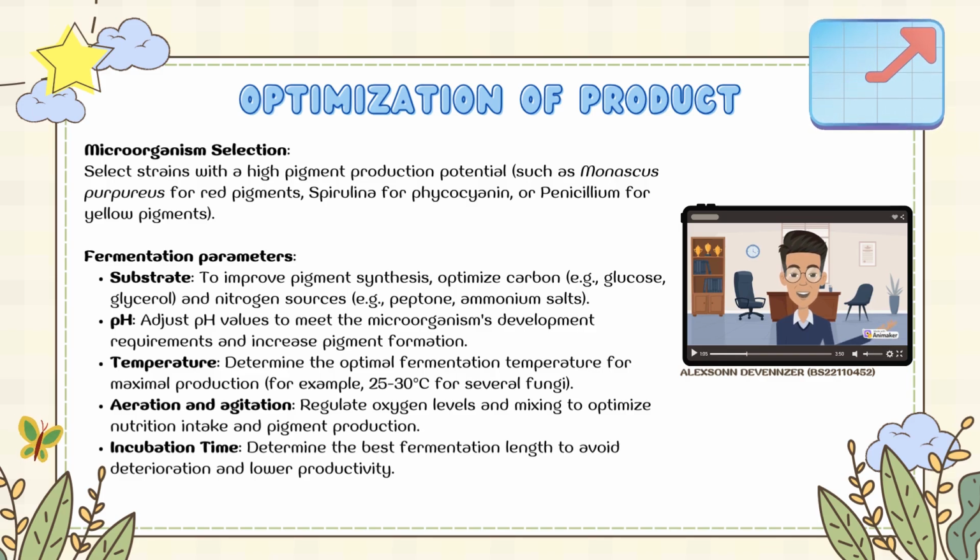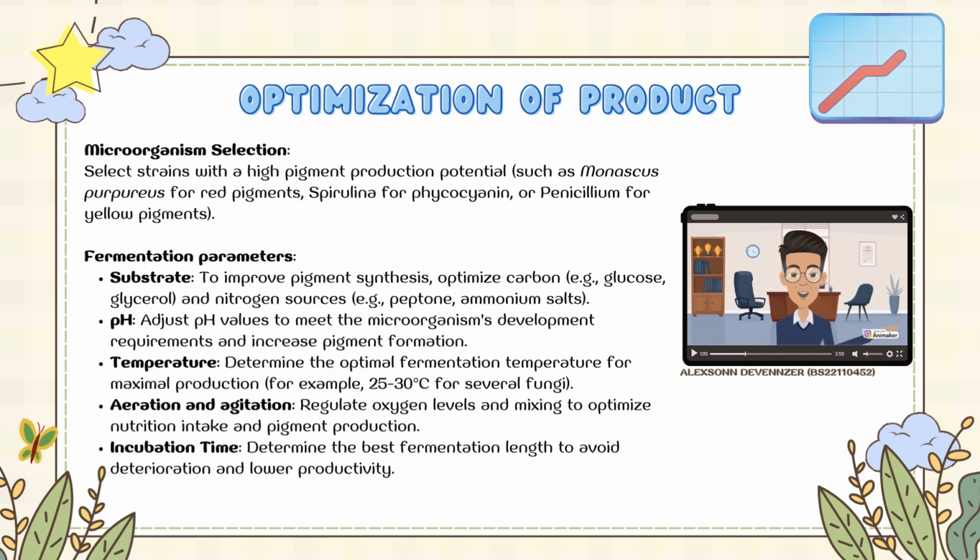The first one is the substrate. To improve pigment synthesis, optimize the carbon sources, such as glucose or glycerol, and nitrogen sources, such as peptone and ammonium salts. For the pH, adjust pH values to meet the microorganisms' development requirements and increase pigment formation. The third one is the temperature. Determine the optimal fermentation temperature for maximal production. For example, 25 to 30 degrees Celsius for several fungi.